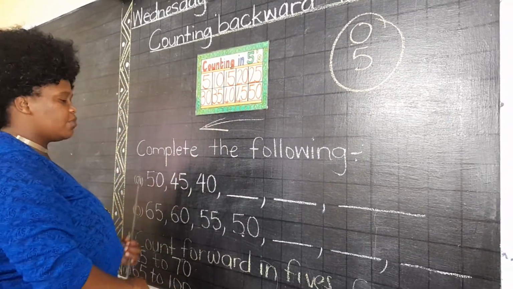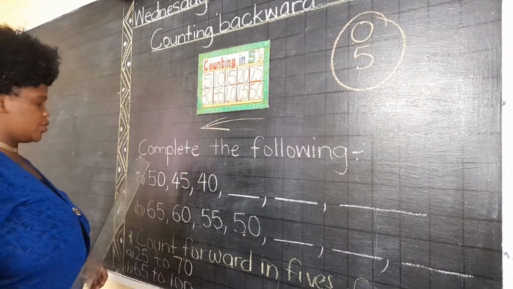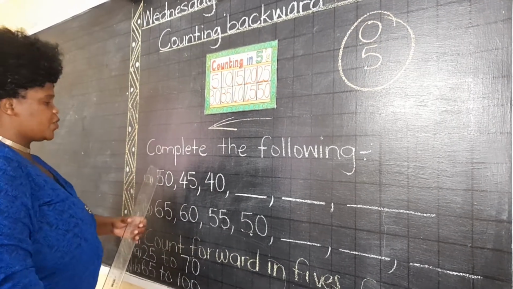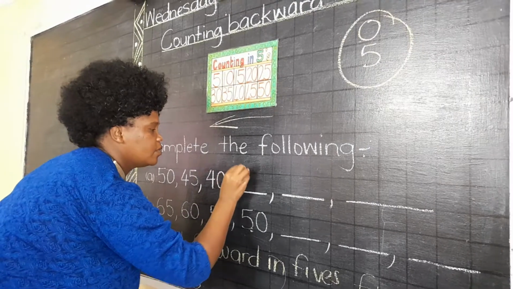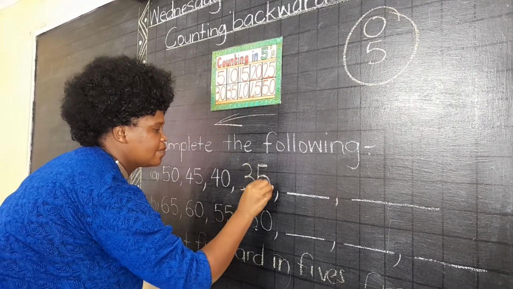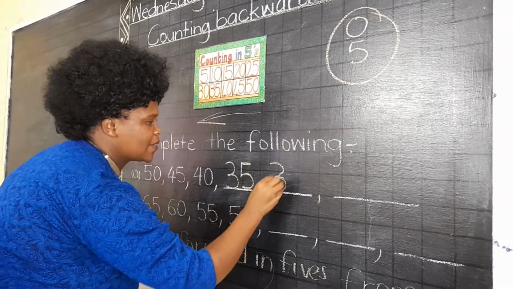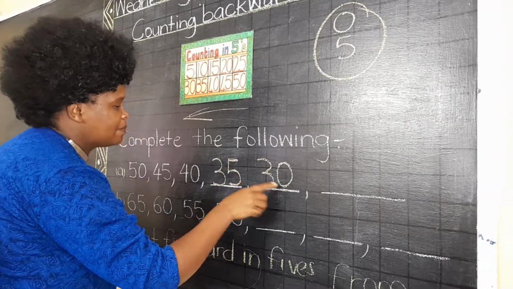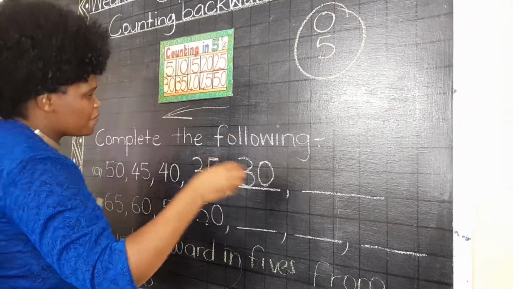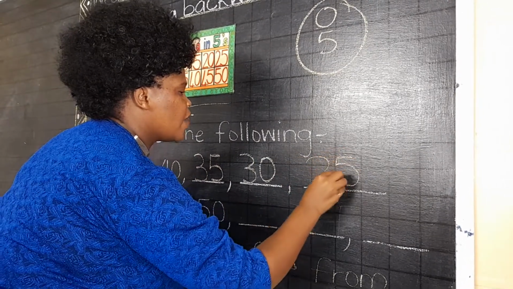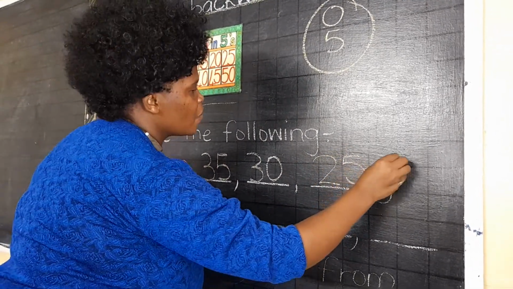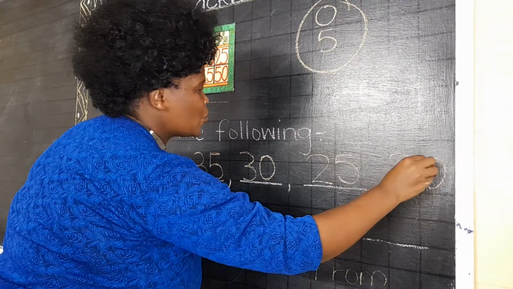So now let's move together. We can still use the chart here. 50, 45, 40, then 35, 30. The next one, there must be a 5 at the end. 25. If we're moving on, we're going to have 20.